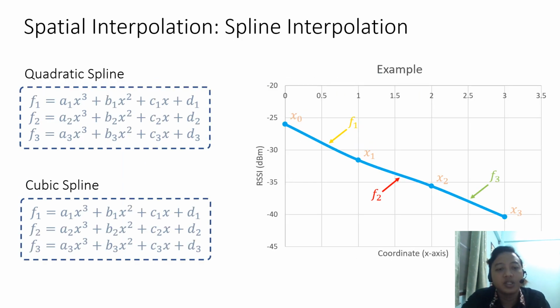The second interpolation technique is spline interpolation. Spline interpolation divides the regression data line into several segments based on the reference points. For example, in the right-hand figure, we have 4 points x0, x1, x2, and x3. We can model the line between those dots using spline interpolation to get the function for predicting values on the blue line. There are two types of spline interpolation: quadratic and cubic spline interpolation.